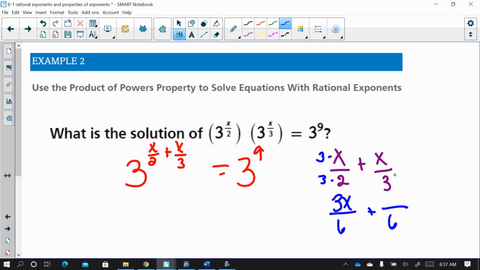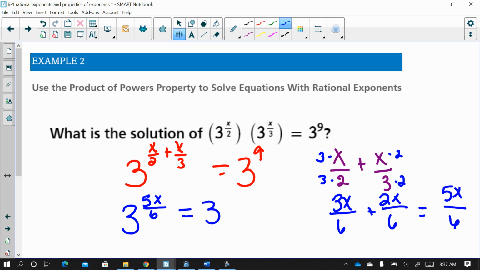Same thing over here. How do I get from 3 to 6? Multiply by 2. If I do it to the bottom, I have to do it to the top. So it becomes 2x. So really, this is just 5x over 6. So 3 to the 5x over 6 has to equal 3 to the 9th.